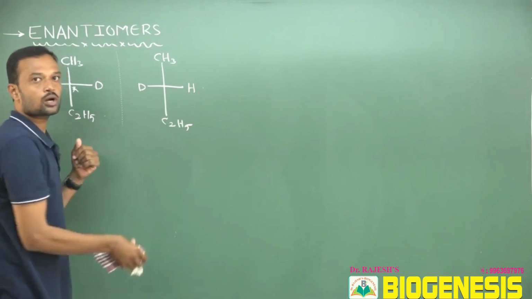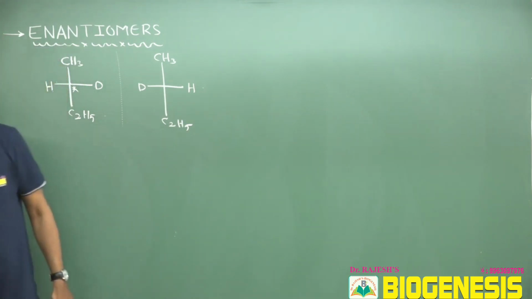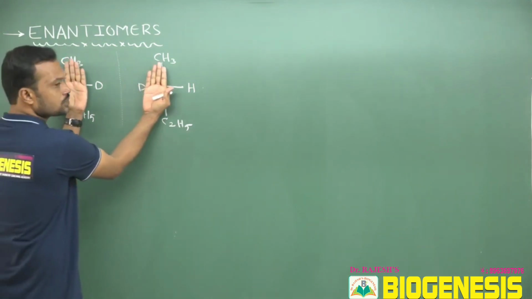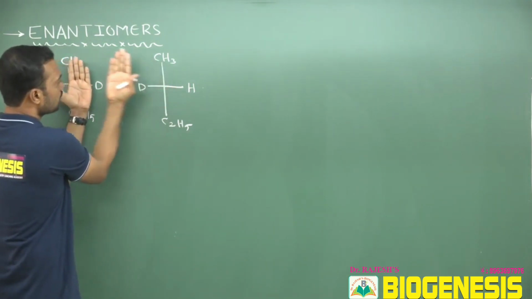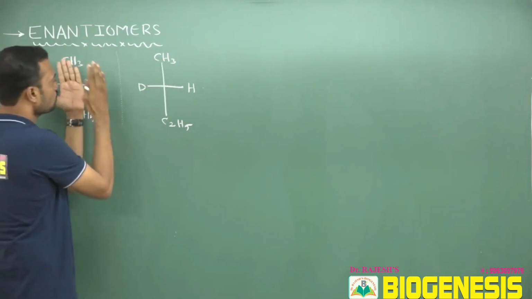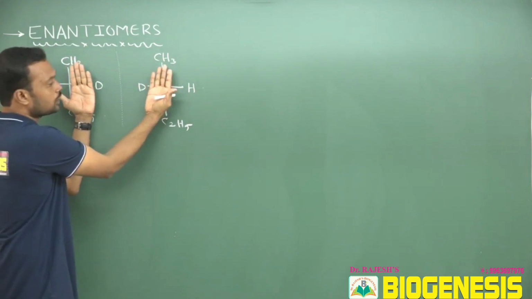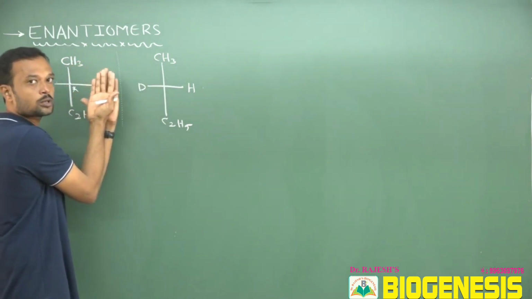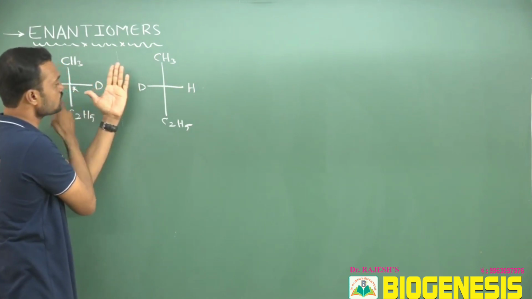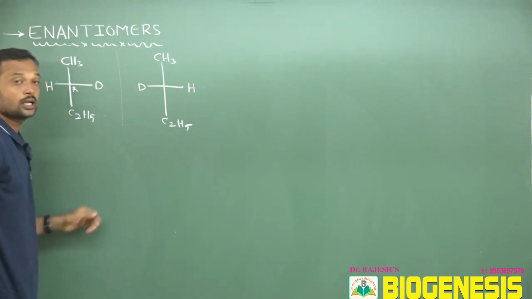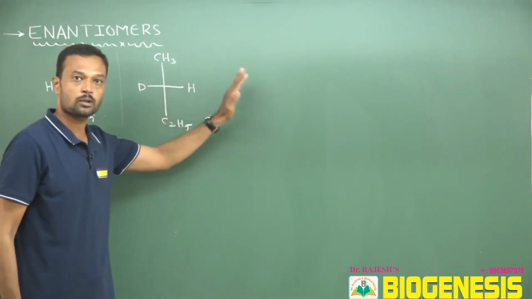But what is the meaning of non-superimposability? If I take an image like this, we need to place it like this only. When any molecule gives an image, you need to place one over the other like this, and that will be non-superimposable. Why? Because now the thumb is towards the left side, and now your thumb is towards the right side. This indicates that enantiomers are non-superimposable mirror image isomers.